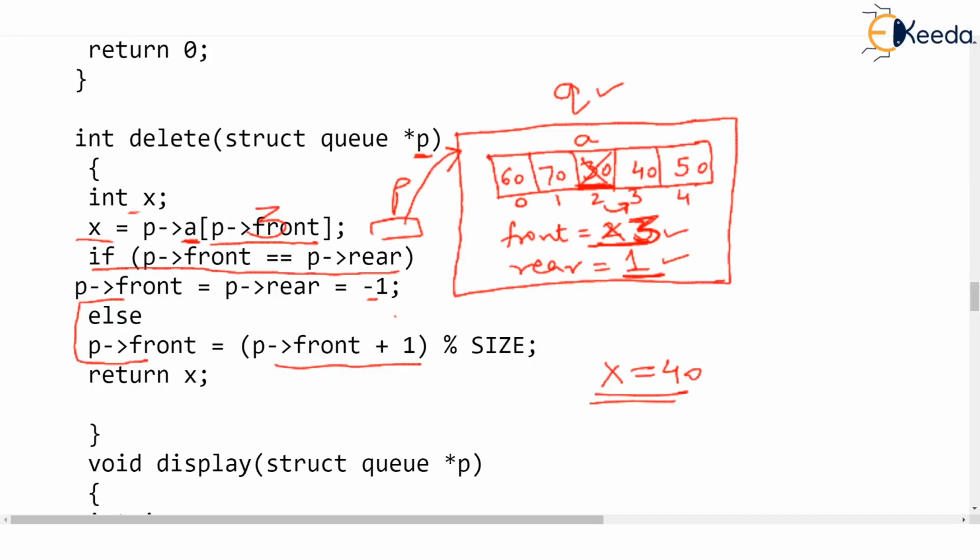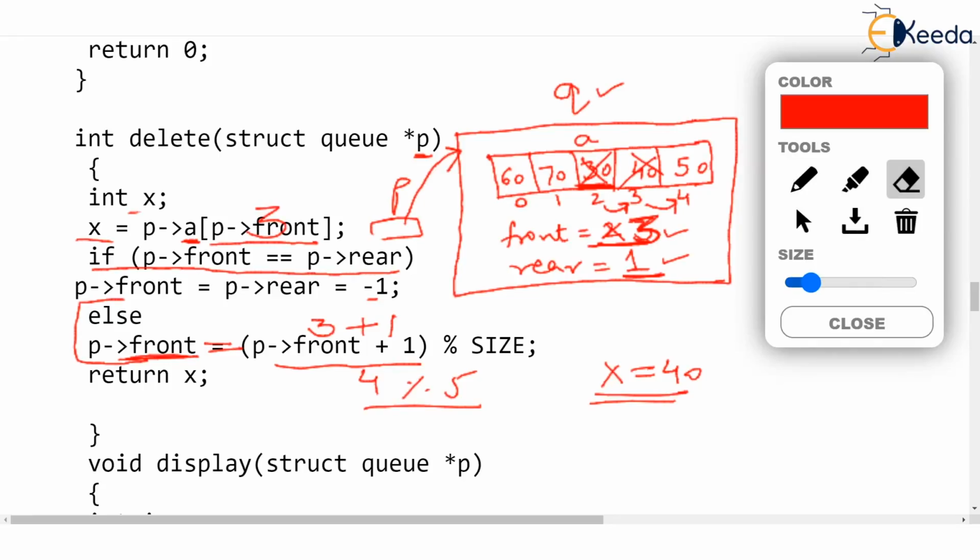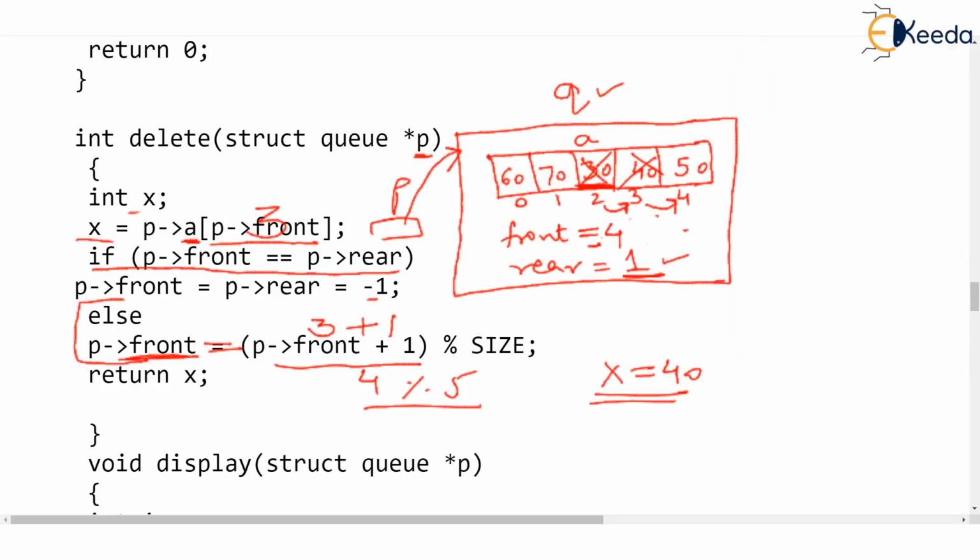Substituting the value of front as 3, 3 plus 1 is 4. 4 % 5, the remainder is 4. So the new value of front is 4. And it has to be, because if we delete 40, just check, 50 should become frontmost. That means now the new value of front is the fourth location. So now, after deleting 40, that is the third location, we have got front equal to 4. That is, 50 is the frontmost. And of course, the last line is return X. So 40 is returned back to main.